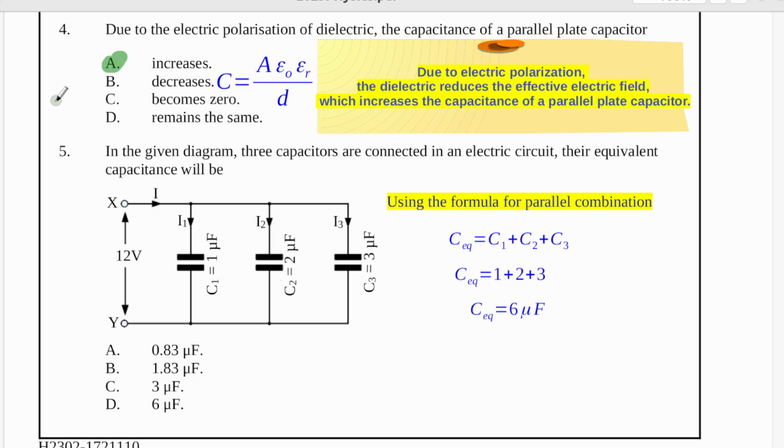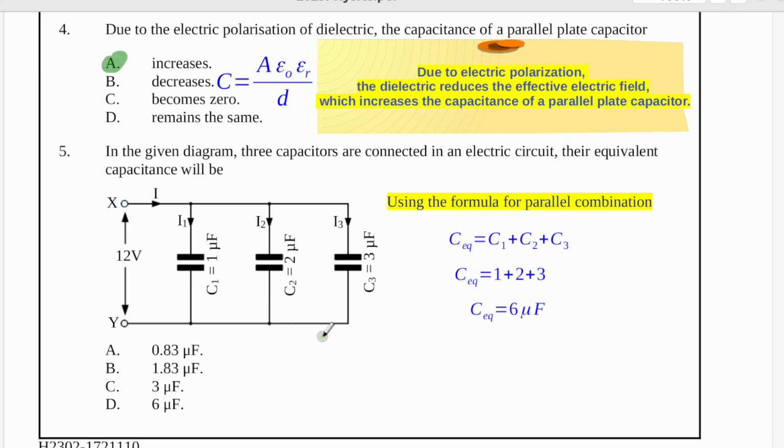Now let's see question number 5. In the given diagram, 3 capacitors are connected in an electric circuit. Their equivalent capacitance will be. Again they are asking for the equivalent capacitance. This time we have to figure out whether the capacitors are in series or in parallel. See the figure, it is clearly showing that the capacitors are connected in parallel. So all 3 capacitors are in parallel combination.